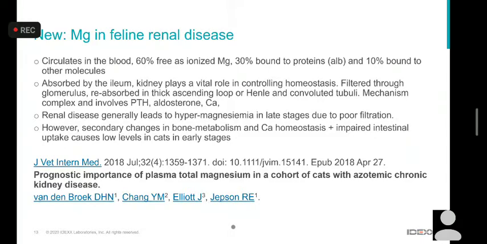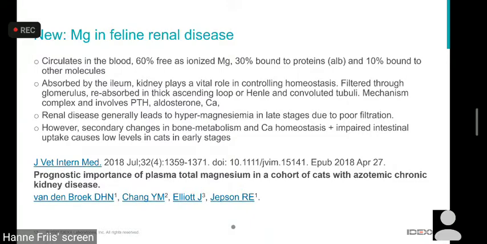This is from the Royal Vet College, and what they found out was that because you have these secondary changes in your bone metabolism, it actually impairs the intestinal uptake of magnesium in some of these cats with CKD, especially in the late stages. So ironically enough, in the early stage, they tend to be hyper on magnesium, and in the late stage, they become hypo. And the conclusion of this study is that it's important also to monitor magnesium in cats with CKD, in particular in the early stages, where you can still make a difference.